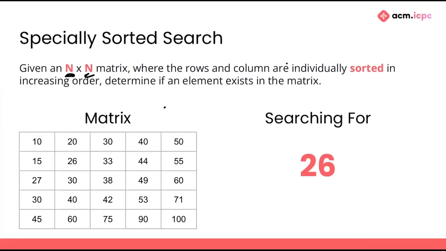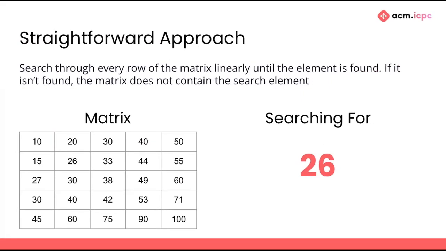Next, we want to do just a basic example and search for an element. So what is the most basic version of a search algorithm that we can think of? Something that doesn't use anything fancy, just the most basic way of searching for an element in a matrix. Just check all of them, exactly. So we can see this process laid out, where the straightforward approach is to search through every row of the matrix linearly until the element is found. If it isn't found, the matrix does not contain the search element.